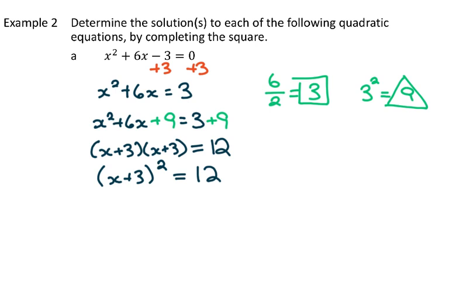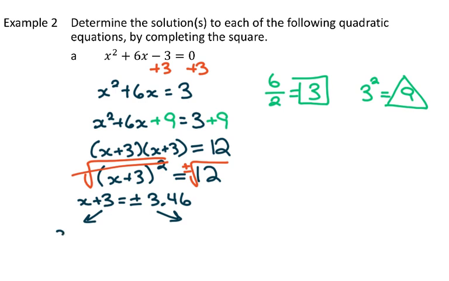We have bracket squared. We'll square root both sides to cancel that. We'll add a plus or minus in on the right. And we'll get x plus 3 equals plus or minus the square root of 12, if I go to 2 decimal places, 3.46. At this point, we go and we split. So x plus 3 equals 3.46, and x plus 3 equals negative 3.46.